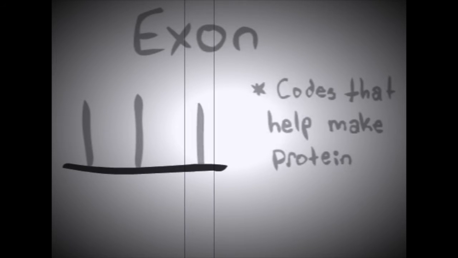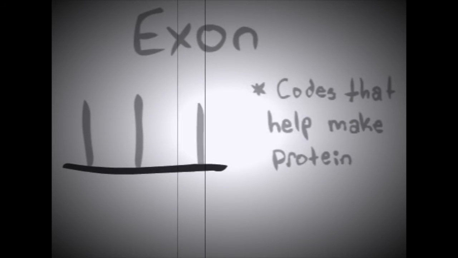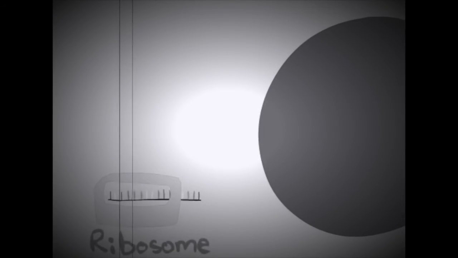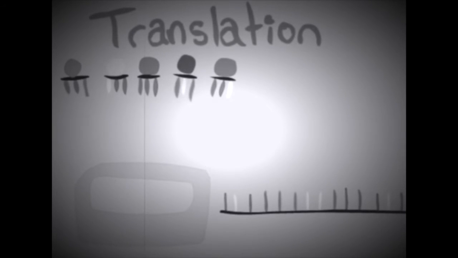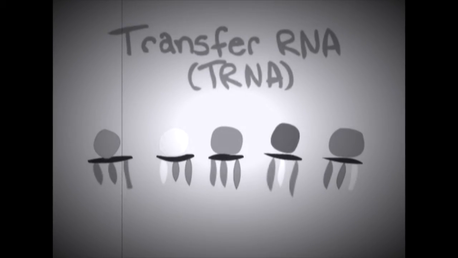mRNA's main job is to carry the DNA segment out of the nucleus into the cytoplasm where they come in contact with the ribosome. Once the mRNA reaches the ribosome, which is made out of the second type of RNA, ribosomal RNA or rRNA, it enters and translation begins. Translation, which occurs in the ribosome, is the process of using the mRNA's message to build protein with the help of transfer RNA, the third type of RNA, also known as tRNA.